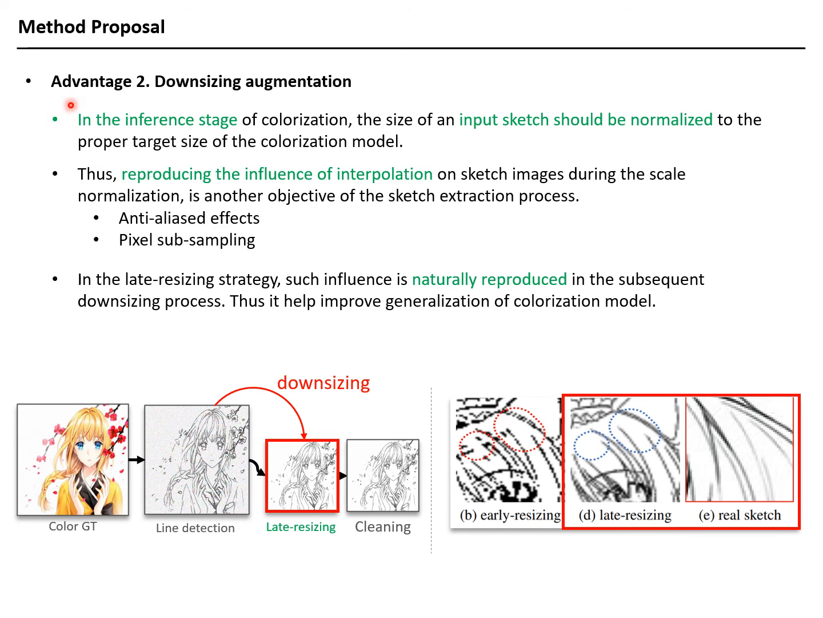The late resizing stage also has the advantage of downsizing augmentation. In the inference stage of colorization, the size of an input sketch should be normalized to the proper target size of the colorization model. Thus, reproducing the influence of interpolation, such as the anti-aliasing effect or pixel subsampling, is another objective of the sketch extraction process. In the late resizing stage, such influence is naturally reproduced in the subsequent downsizing process. Does it help improve the generalization of the colorization model?